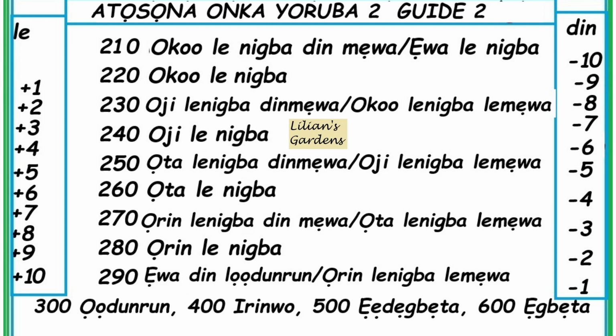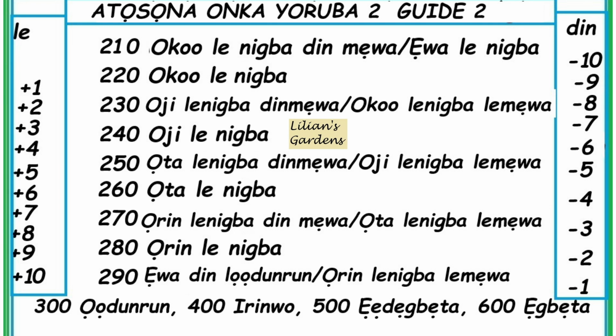okòólénígba-lé-mẹ́wàá. 240 òjìlénígba. 250 ọ̀tàlénígba-dín-mẹ́wàá. That is 260 take away 10 or òjìlénígba-lé-mẹ́wàá, which is 240 plus 10. It still comes to the same. 260 minus 10 is 250. 240 plus 10 is 250.